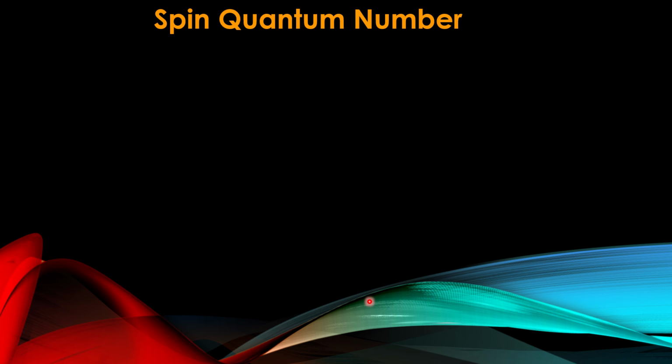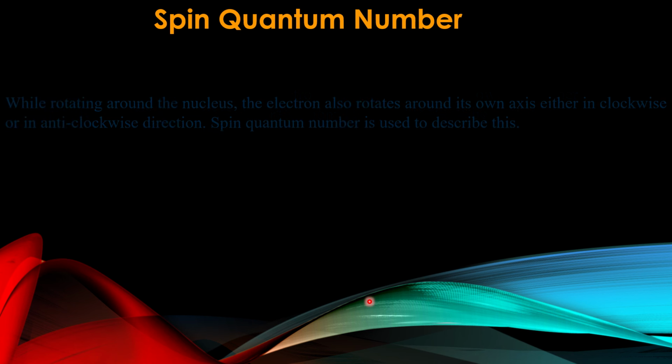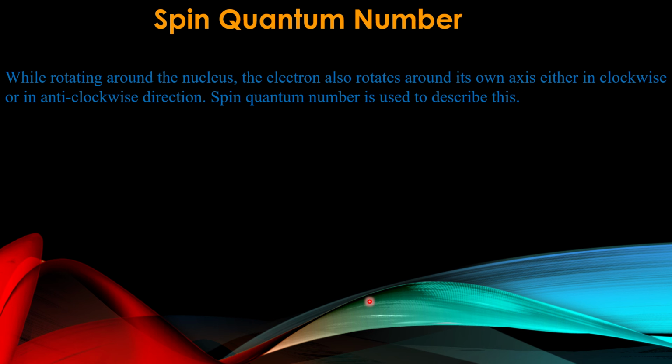Now, the last quantum number. This is the spin quantum number. You know, while rotating around the nucleus, the electron also rotates around its own axis, like planets, either in clockwise or in anti-clockwise direction. Spin quantum number is used to describe this.